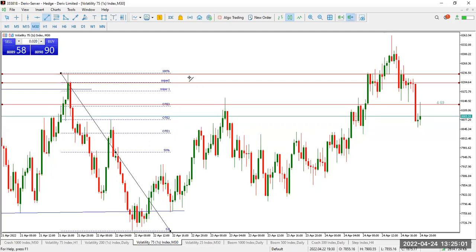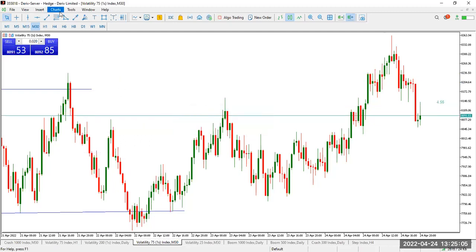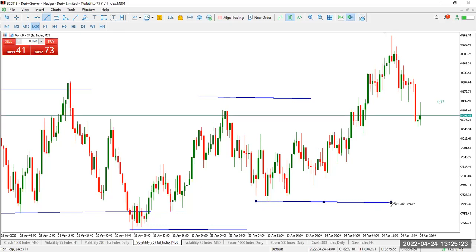I just have to mark it out. Let me delete this one. Now I will start from here, where structure was broken. The market makes a high and it makes a low. This is my range from here to here. Now from here to here again is my range. From this low to this high again is where I'm looking at now.